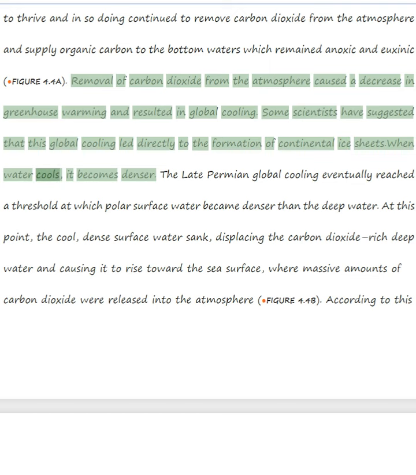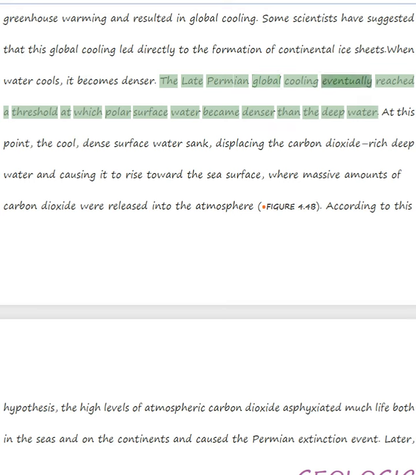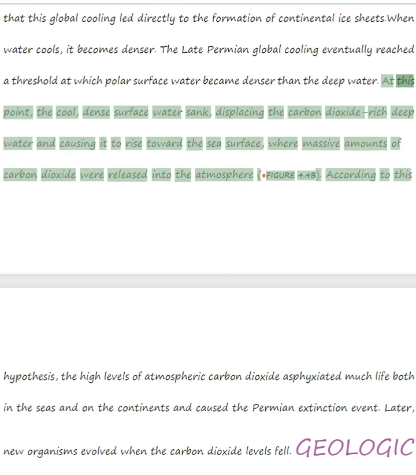When water cools, it becomes denser. The late Permian global cooling eventually reached a threshold at which polar surface water became denser than the deep water. At this point, the cool, dense surface water sank, displacing the carbon dioxide-rich deep water and causing it to rise toward the sea surface, where massive amounts of carbon dioxide were released into the atmosphere.